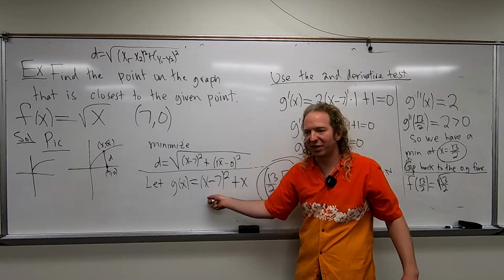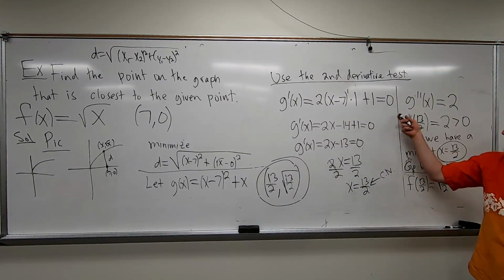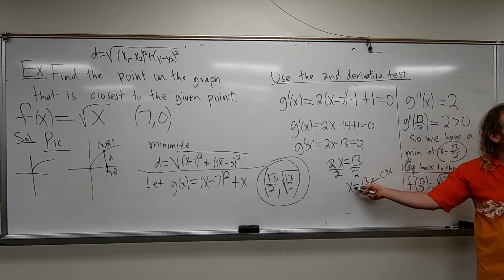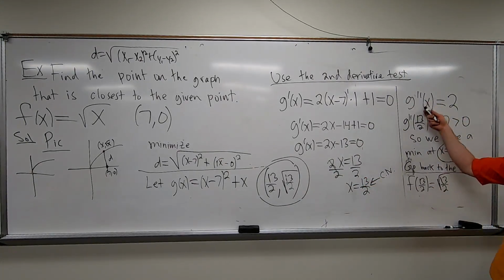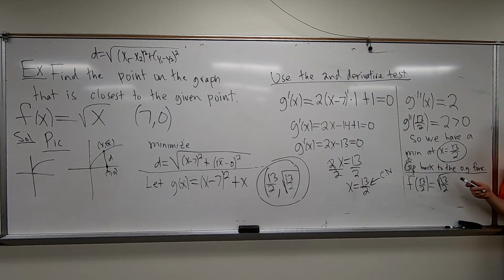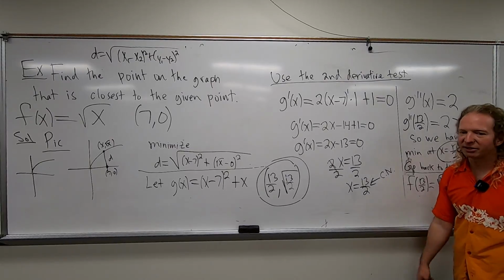Then you use the second derivative test on this. So take the derivative, set it equal to 0, find your critical number, and then you just use the second derivative test. So you plug this into your second derivative. It's a lot of steps. It is a lot of steps, but it's not hard. Does that make sense?